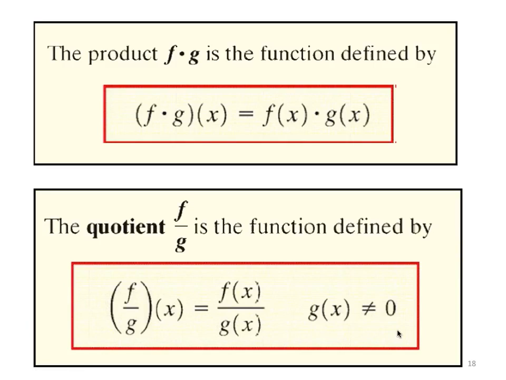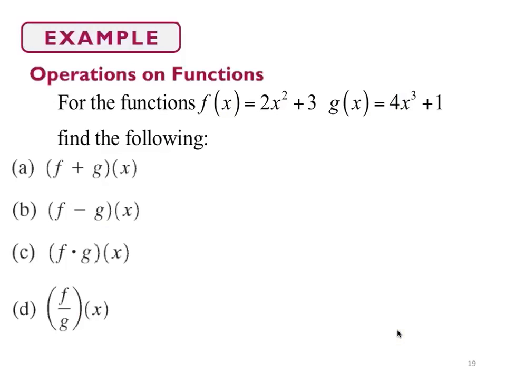So these functions are fairly intuitive. They are kind of what you would think that they are. So let's look at a couple of functions here. Let's say we have f of x equals 2x squared plus 3 and g of x equals 4x cubed plus 1. So for this one, we want to first find f plus g of x, then we're going to find the difference, the product, and the quotient.